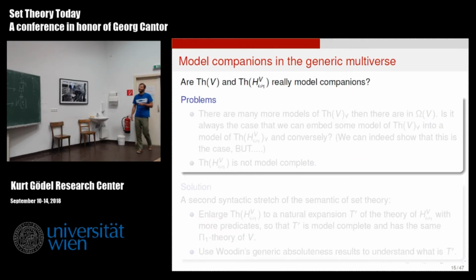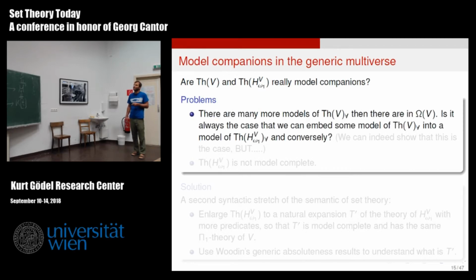So, are these two theories really model companion? Well, not really, because the point is that the generic multiverse is not picking all the possible models of the theory we are interested in. It's just picking the models which show up by applying the forcing method. There could be other models which are not popping up using the forcing method.